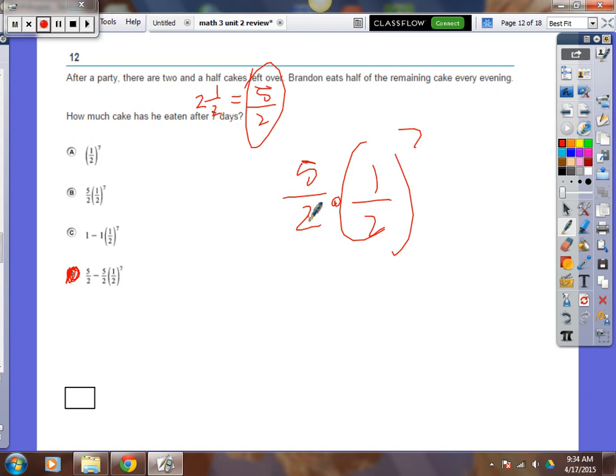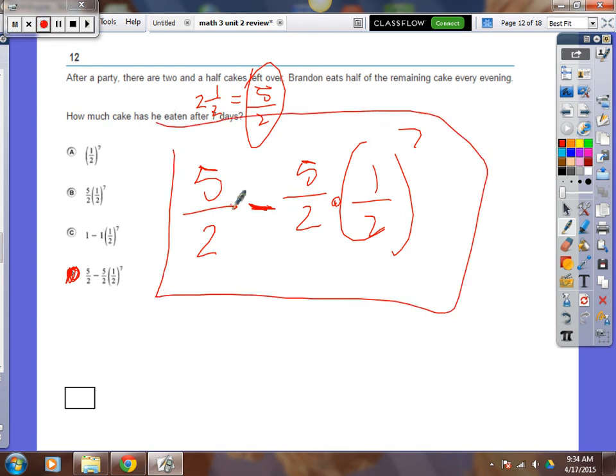that is going to be how much he's eaten over the 7 days. So 5 halves times 1/2 to the 7th. But now if I subtract that from the total that was there, I need to subtract that from the total, and that's how much was in his belly. So if I take the total amount that was left, 5 halves, and I minus this much, that's how much he ate.